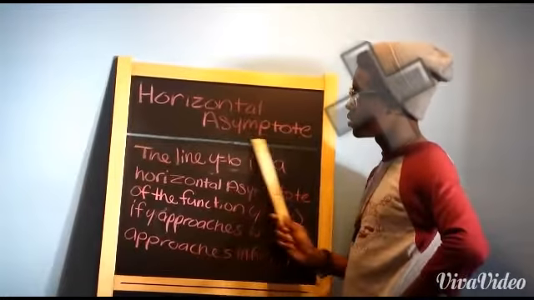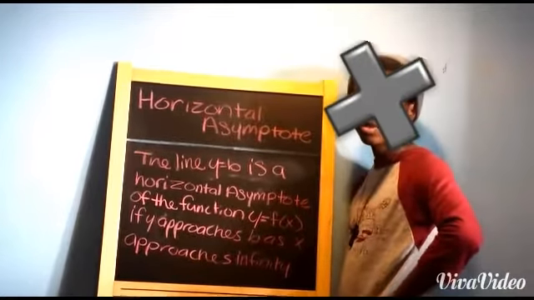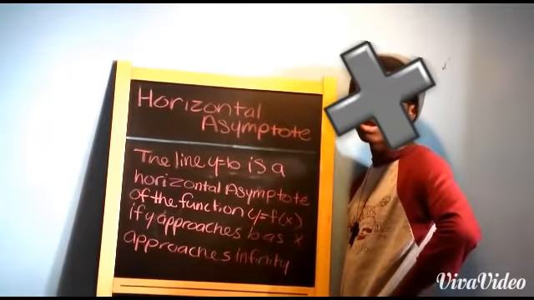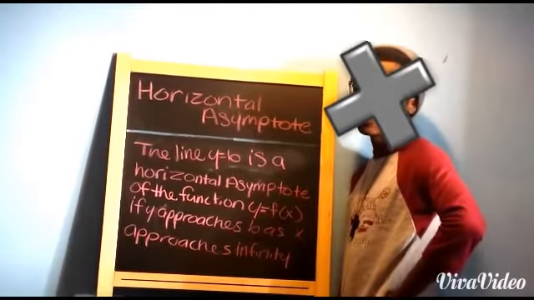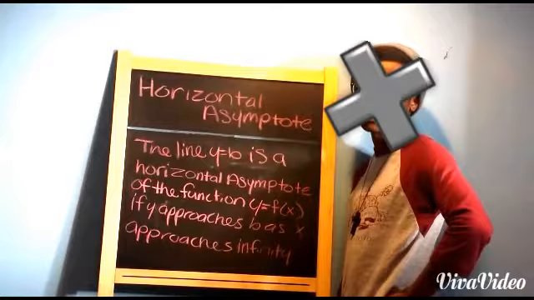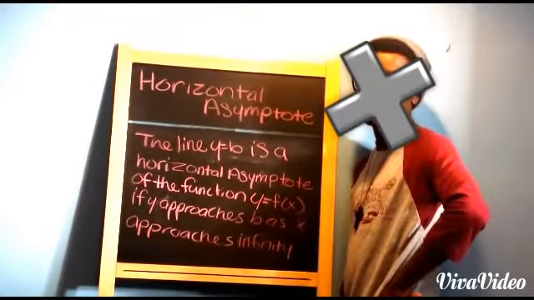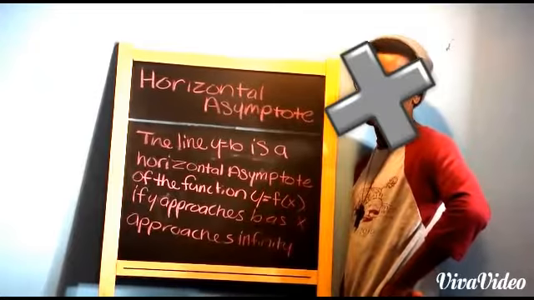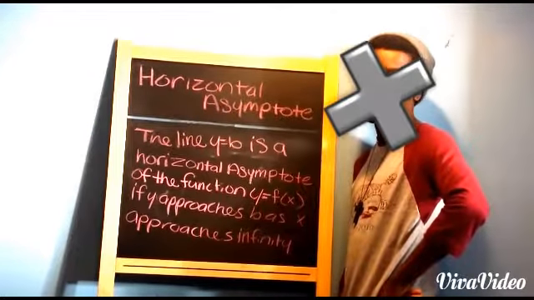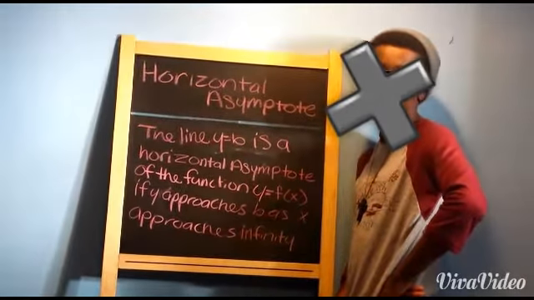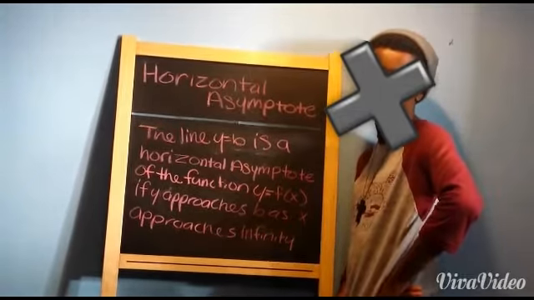Now we're going to do horizontal asymptotes. The line y equals b is a horizontal asymptote of the function y equals f of x, only if y approaches b as x approaches infinity. So what does this mean? As the graph approaches infinity, there is a value on the x-axis that corresponds to b that will make the function undefined, resulting in a horizontal asymptote.